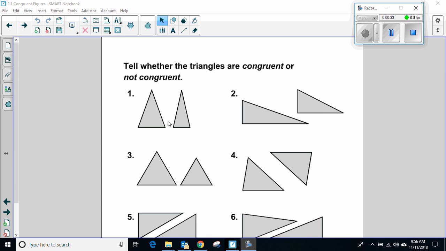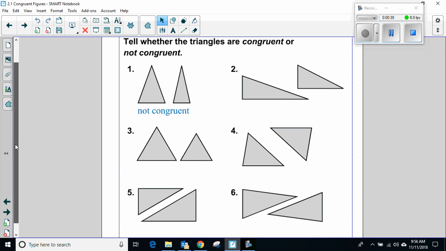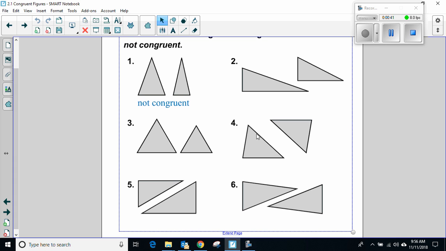Okay, let's go ahead and check your answers. Number 1, those triangles are not congruent. They are not the same size or shape. Number 2, those two triangles are not congruent. As you can see, one triangle is smaller than the other.